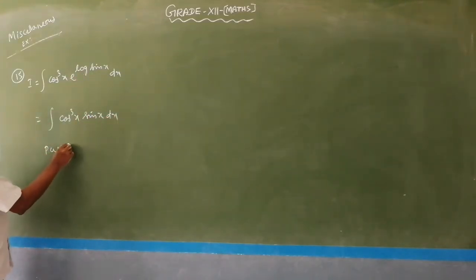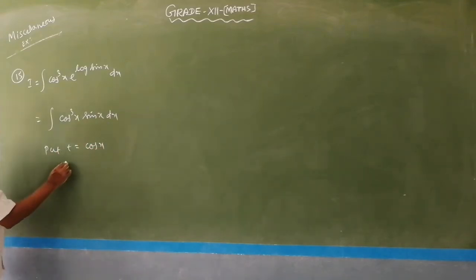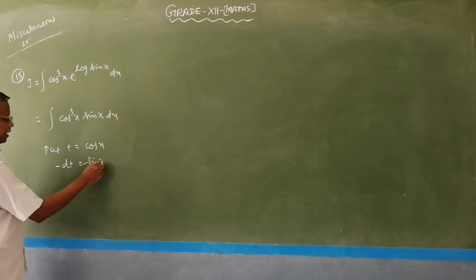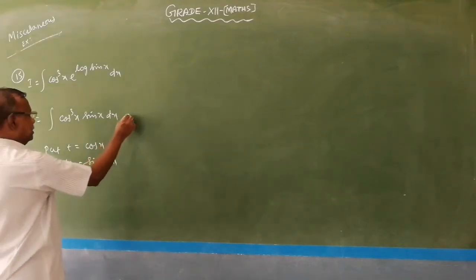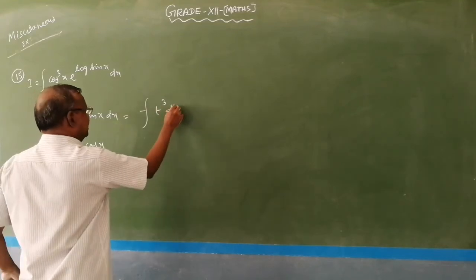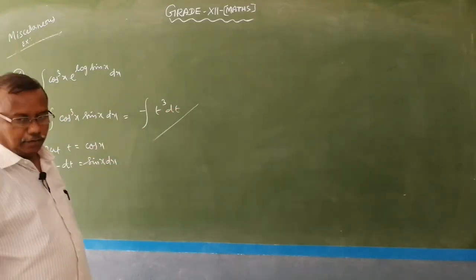Put t equal to cos x only, because its derivative is sin x dx. So, dt equal to minus sin x dx. So, minus dt equal to sin x into dx. So, this is integral t power 3 minus dt. So, integrate this and replace the value of t.